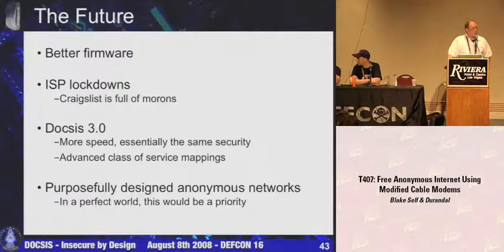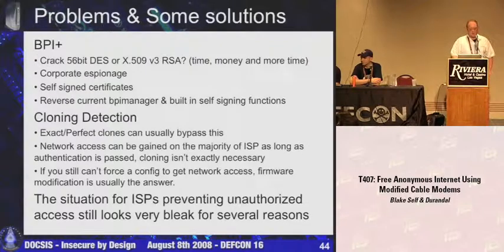And then also maybe in the future we'll see purposely designed anonymous networks. That would be a perfect world, but who knows if we'll ever see it. Some problems we're seeing too is BPI+, and I'm actually running out of time, guys. Like I said, we can use self-signed certificates with BPI+. We can also reverse the BPI manager, which could be a possibility in the future. And we talked about ROC, which is advanced clone detection. Like I also said, the situation is really that the more they try to lock it down, the less convenient it is for them.